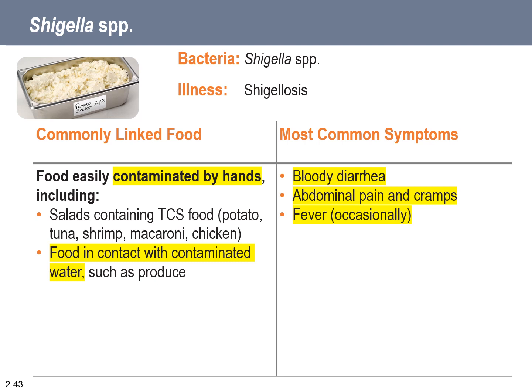Shigella spp., or shigellosis, is contaminated by hands very easily. It is linked to salads containing TCS foods, so potato, tuna, shrimp, macaroni, or chicken salads. And food in contact with contaminated water, such as produce, is also a part of that. Most common symptoms are bloody diarrhea, abdominal pain and cramps, and occasionally fevers.